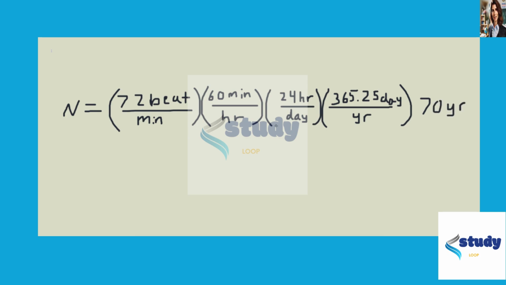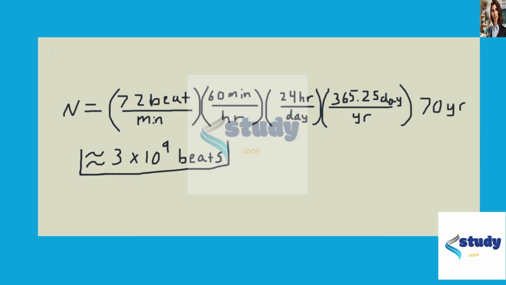And you carry this out and you get approximately the number of beats in a lifetime. And so we find that this is approximately equal to 3 times 10 to the 9. And that would be the number of heartbeats in an average human lifetime. So 3 times 10 to the 9 beats.